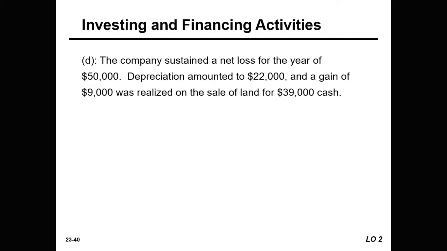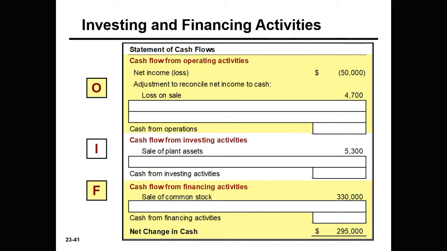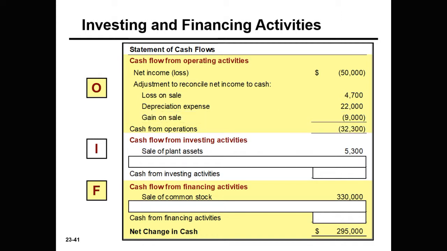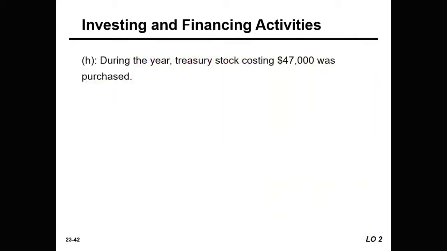The company sustained a net loss for the year of $50,000. Depreciation amounted to $22,000, and a gain of $9,000 was realized on the sale of land for $39,000 worth of cash. We have the net loss. We have the add back of the depreciation expense. And then we have the adjustment to remove the effect of the gain on net income. We then recognize the sale of the land at what the transaction actually was.